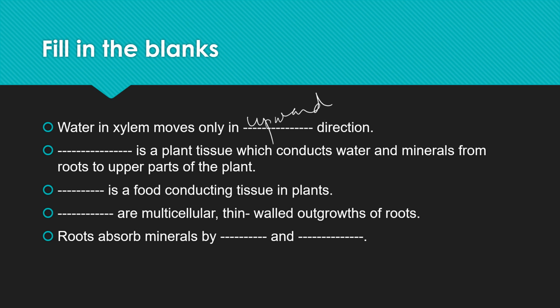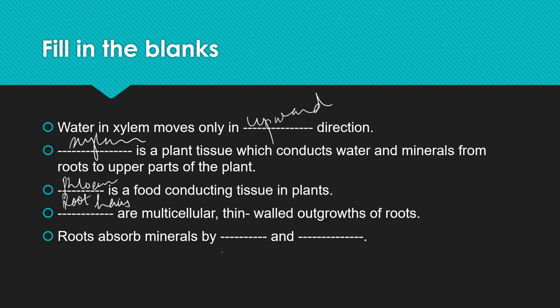Now dash is a plant tissue which conducts water and minerals from the roots to upper parts of the plant. What is that tissue called? That is the xylem. Xylem is the plant tissue which conducts water and minerals from the roots to upper parts of the plants. Now dash is a food conducting tissue in plants. Which one is it? Phloem is a food conducting tissue in plants. Now dash are multicellular thin walled outgrowths of roots. Root hairs are the thin walled multicellular outgrowths of roots.